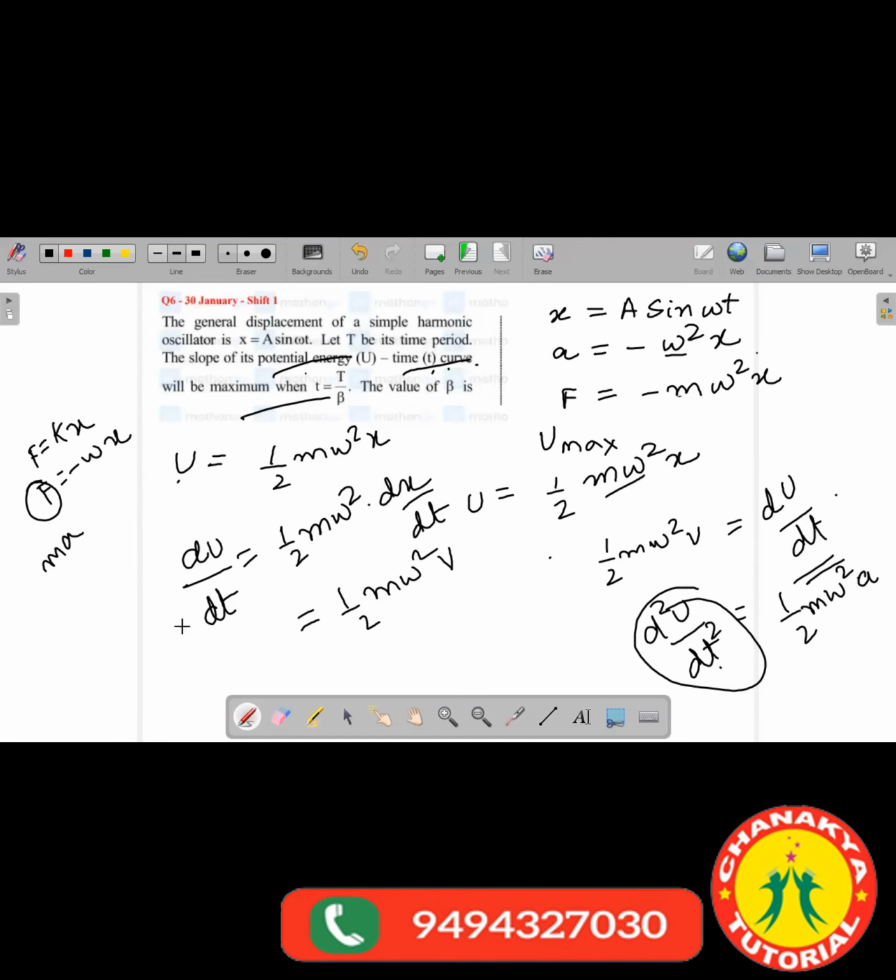So the maximum value of this will be when 1 by 2 m omega squared a is equated to 0. You have 0 acceleration. So 0 acceleration will be when? Acceleration will be 0 when we have x equal to 0. But we want this value of t by beta. Okay, we are stuck somewhere.